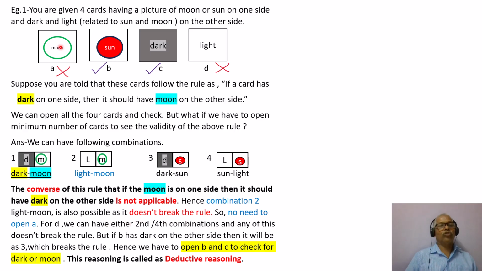Okay, it's not talking about moon. It's talking only about dark. If it has dark, then it should have moon. It doesn't say that if it has moon, it's surely dark.